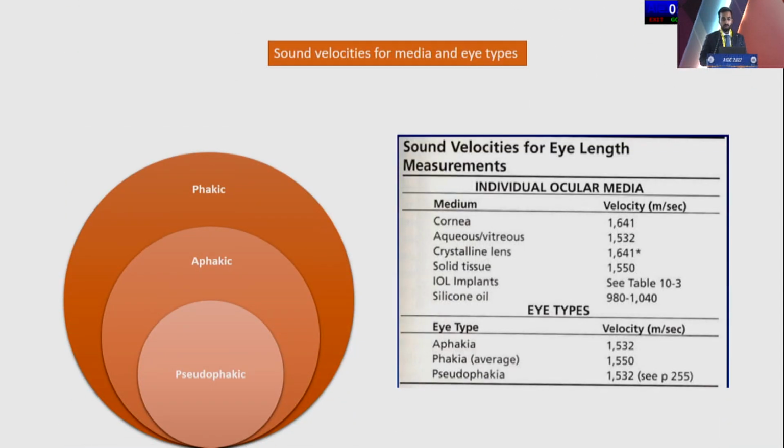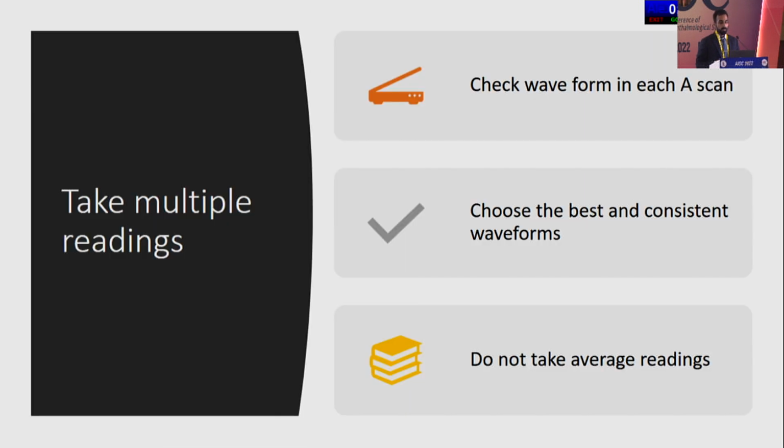These are the sound velocities that have to be modified for different cases. For aphakia, make sure that you are selecting the aphakia mode, and for silicone oil, do select silicone oil mode. Another important thing when you're doing an immersion biometric scan is to select the immersion mode on the biometer, and also take multiple readings, and for every reading check the waveform in every A-scan. Choose the best and the most consistent one. Do not take an average of all the readings.